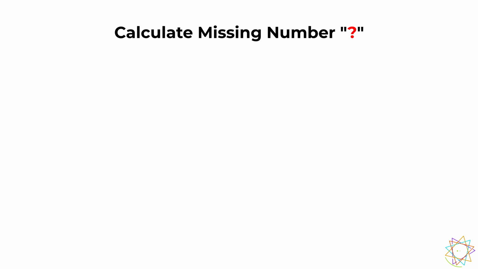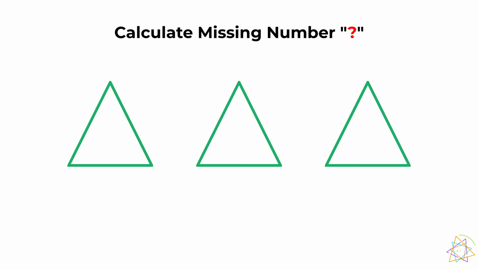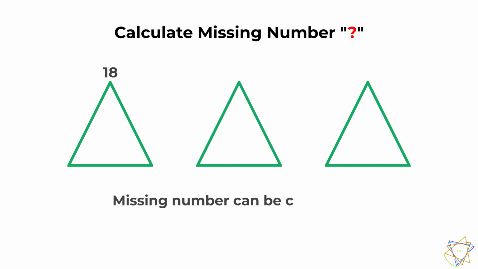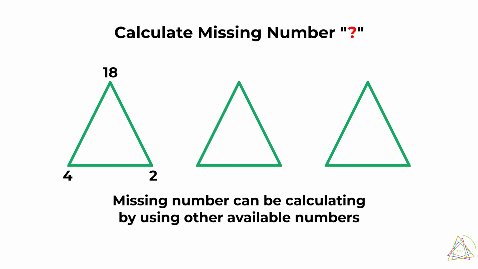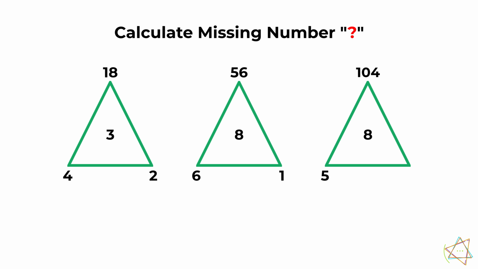You need to calculate the missing number, and you're presented with 3 triangles. Each triangle has numbers in the corners as well as in the middle. First triangle has number 18 on the top, numbers 4 and 2 at the bottom, and number 3 in the middle. Second triangle has number 56 on the top, numbers 6 and 1 at the bottom, and number 8 in the middle. Third triangle has number 104 on the top, number 8 in the middle, number 5 in the bottom left corner, and the number in the bottom right corner is missing. Your choices are 9, 10, 11, and 12.